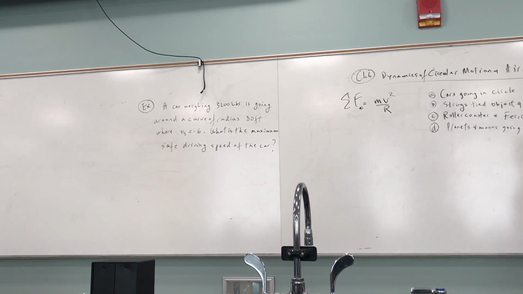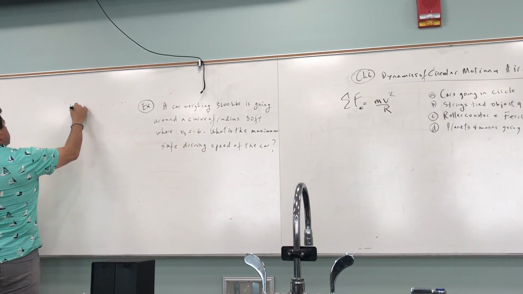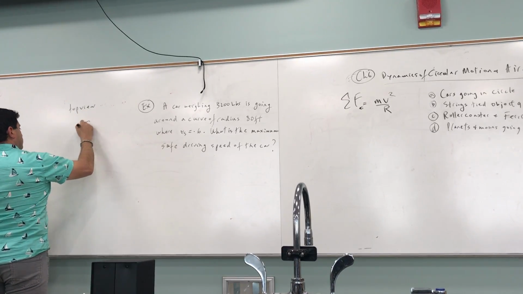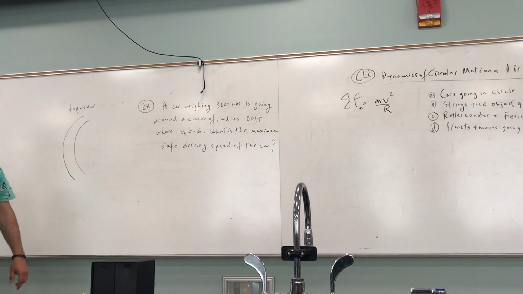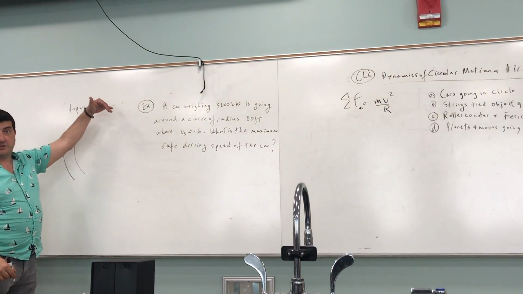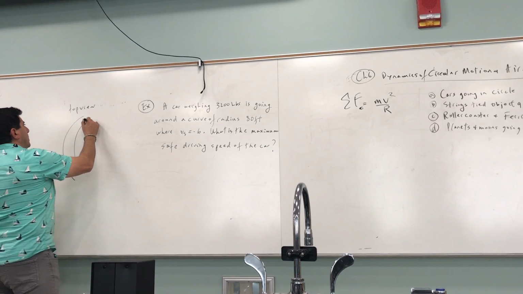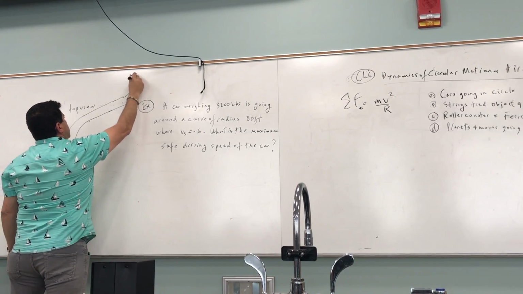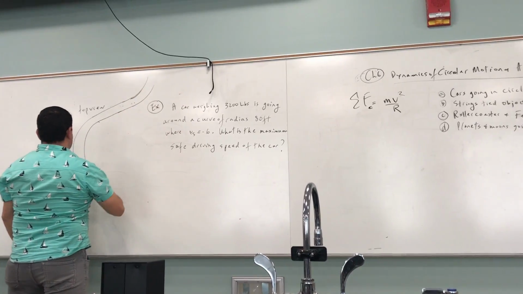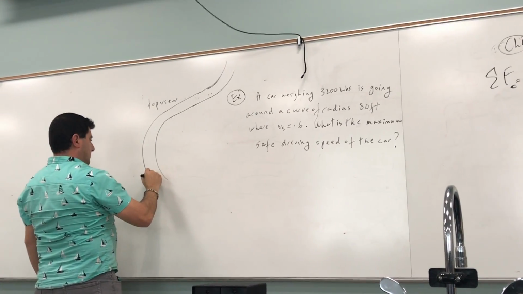Okay, so you have the radius of 80. From the top view, it looks something like this, right? You don't necessarily have to be going around the complete circle for you to use this equation. It could be a portion of a circle. Then the road can get level, then you could turn this way. As long as you're making a portion of a circle, you're making circular motion, right?